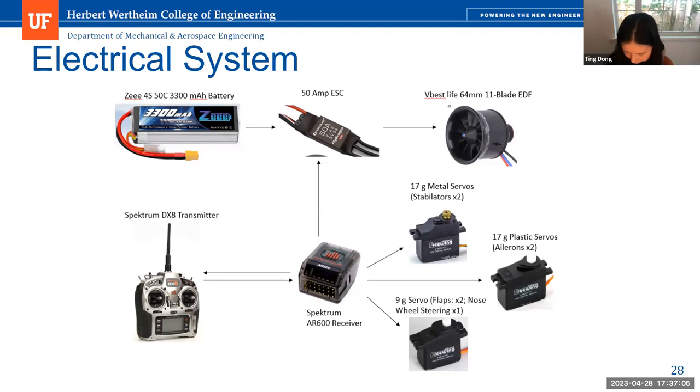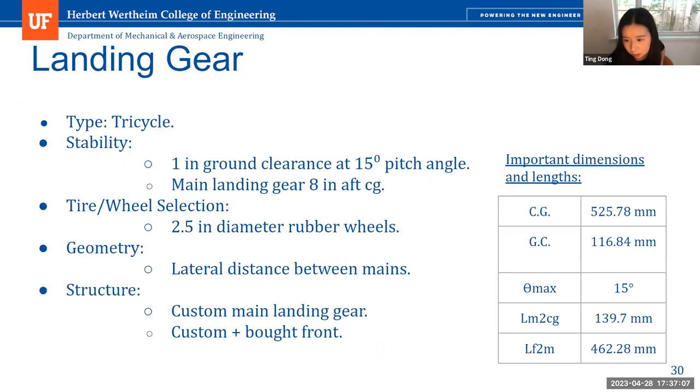And page 30. The table here, what's the difference between CG and GC? Well, CG is center of gravity and GC is the minimum ground clearance that we want the plane to have in order to pitch the plane. Sorry, could you please explain that GC again? Oh, GC is ground clearance. Oh, ground clearance, okay.